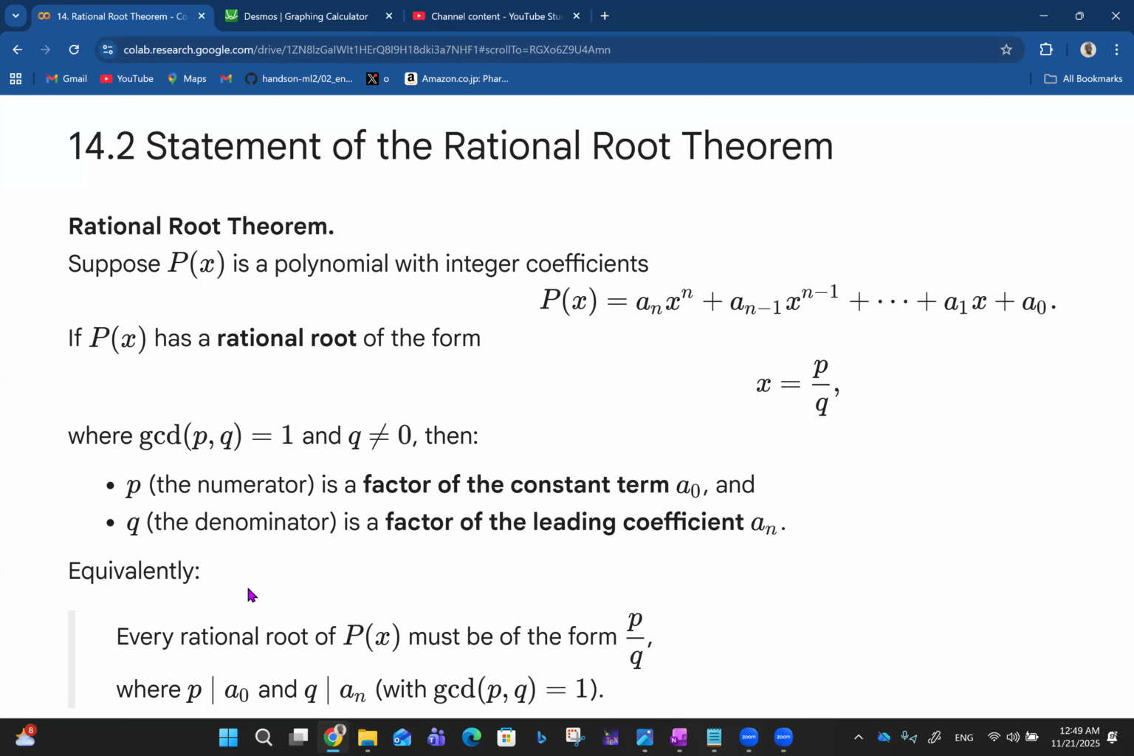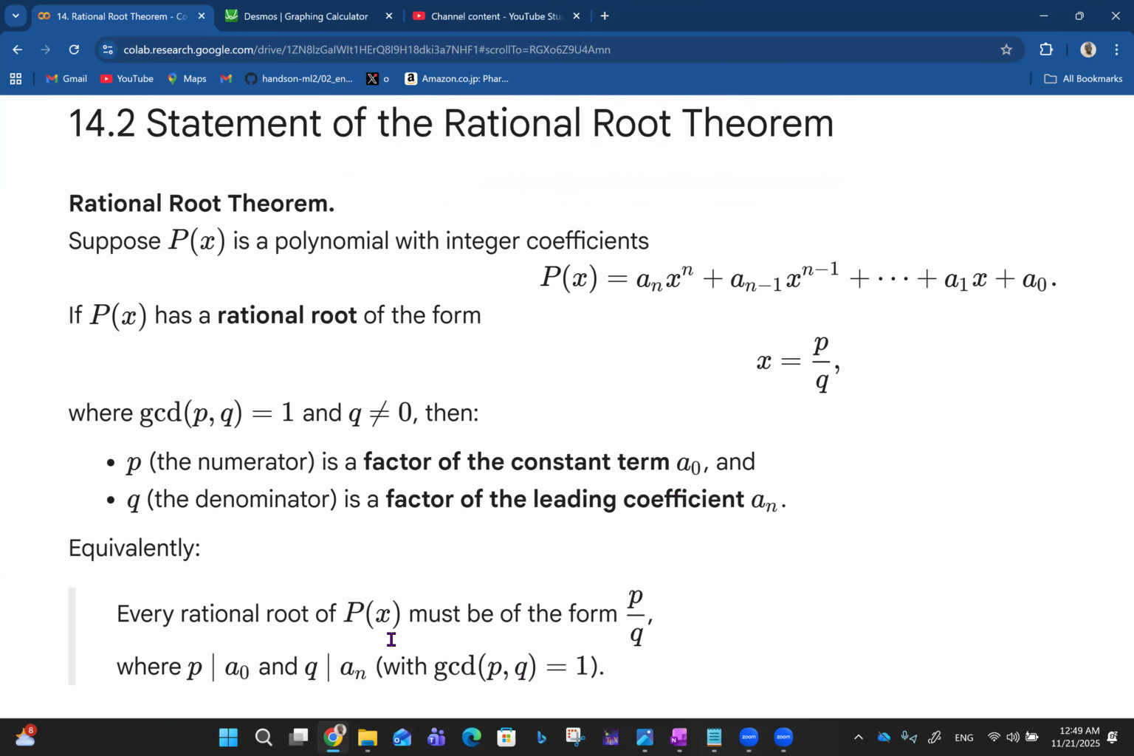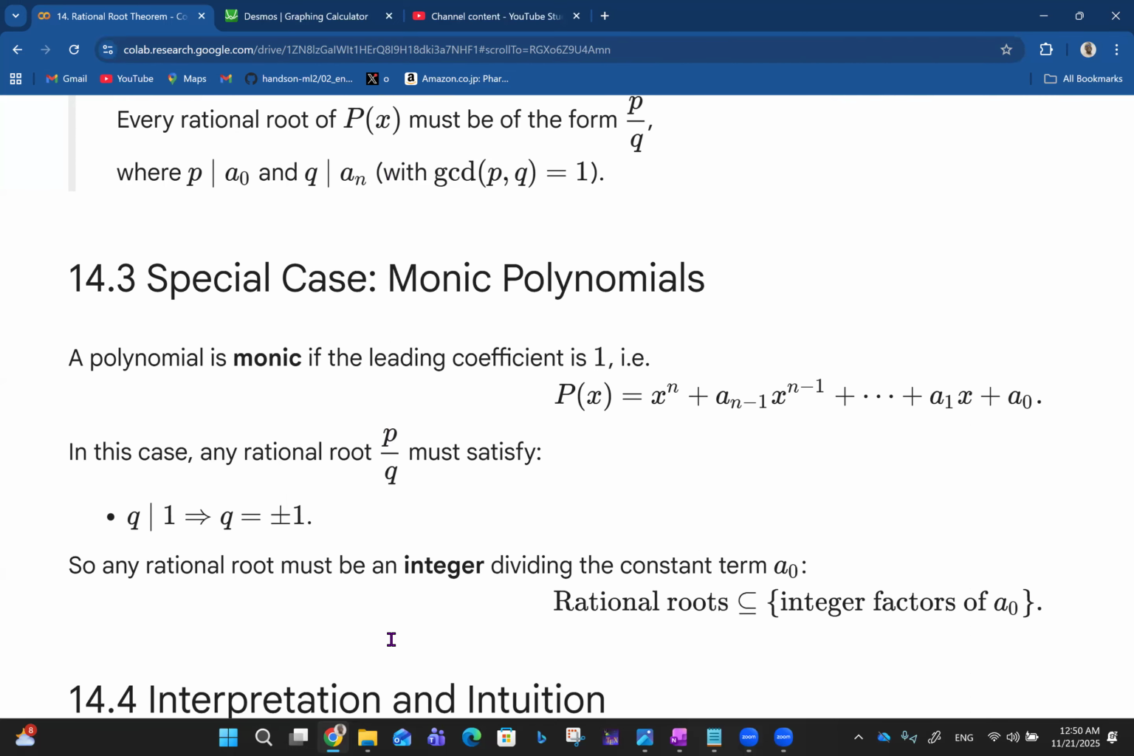So equivalently, we can simply say that every rational root of the polynomial P of x must be of the form p over q, where p divides a naught and q divides an, with GCD of p and q equals 1. So in essence, we put a naught over an and simplify, and you get the equivalent of p over q. That's basically the idea. So when we are looking for a root of a polynomial, one clue you can have is a naught over an simplified to the simplest form.